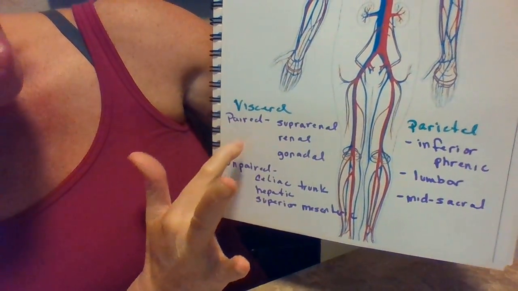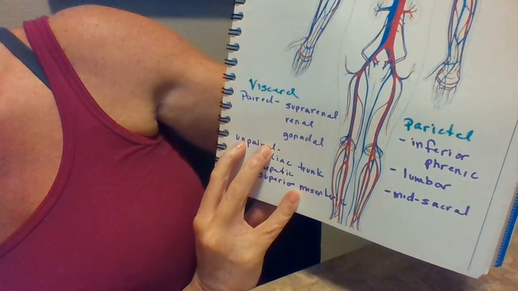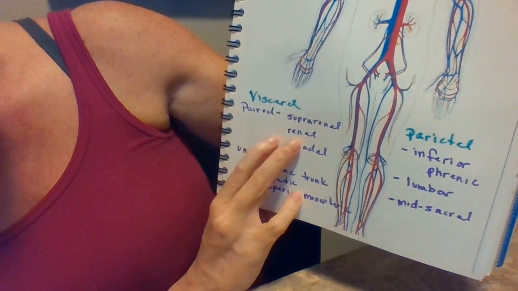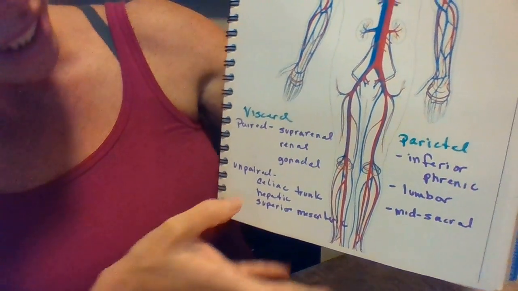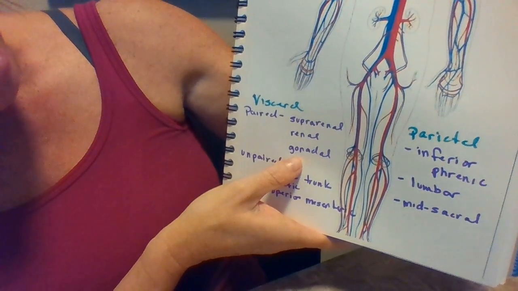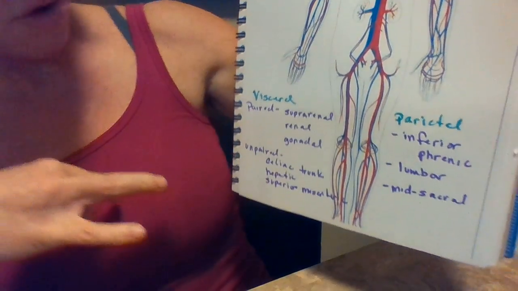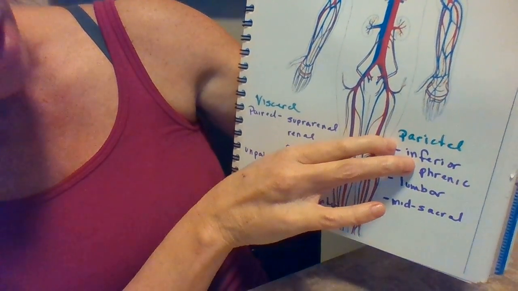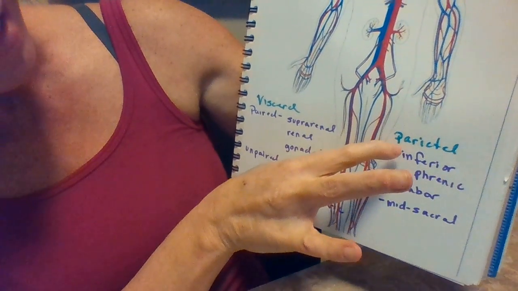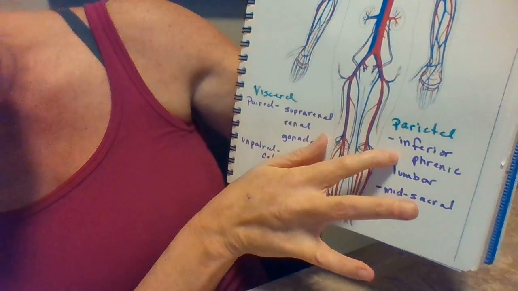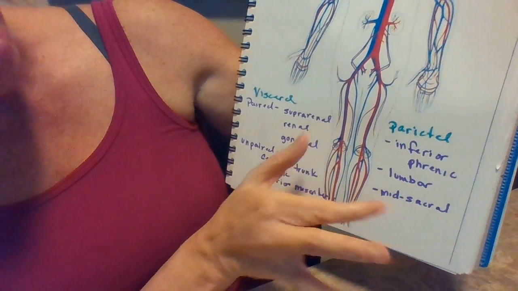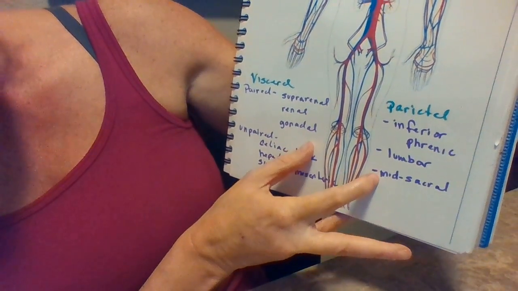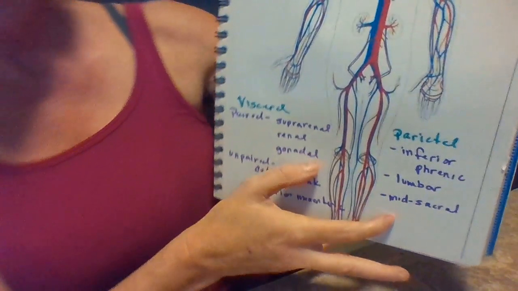Okay, so over here, it's going to be coming down through here, and it's going to have your suprarenal. The renals are going to be for the kidneys, and then your gonadal, and those are going to be for the sex organs. And then on this side, for your parietal, it's going to be your inferior phrenic, your lumbar, and your median sacral. So that's going to be going down.